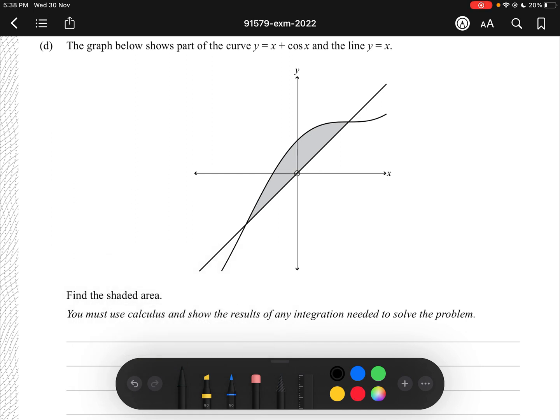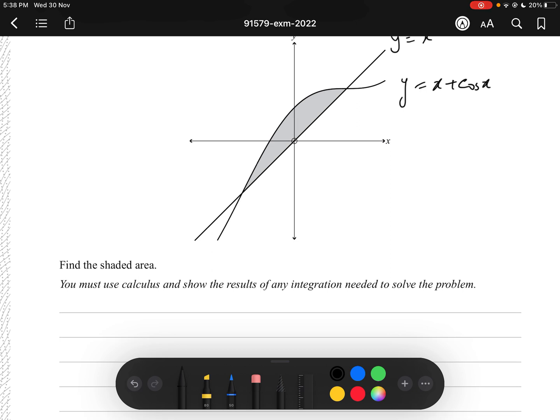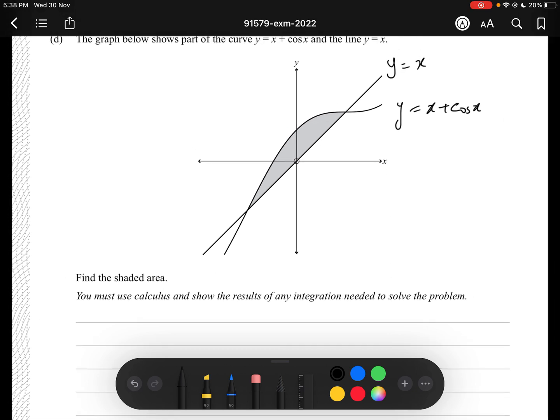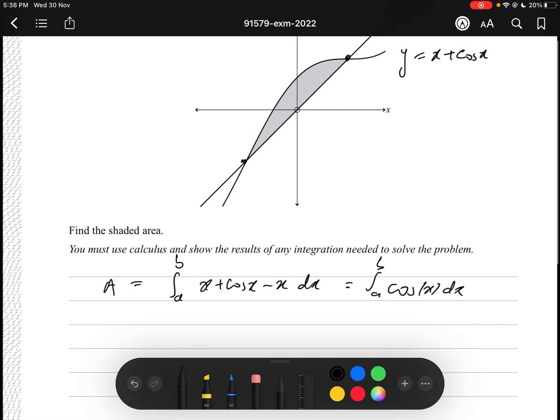Alright, so in this case, it's pretty easy to tell which graph is which because clearly the straight line here is y equals x and the curved line here would be y equals x plus cosine of x. So if we just write out our equation for the area, we get area equals the integral from a to b of x plus cos of x minus x dx, which is just cos of x dx. So now the harder part is finding the points of intersection here and here. So remember in part E we did the same thing, so we're going to make the two graphs equal to each other. So x plus cos x equals x.